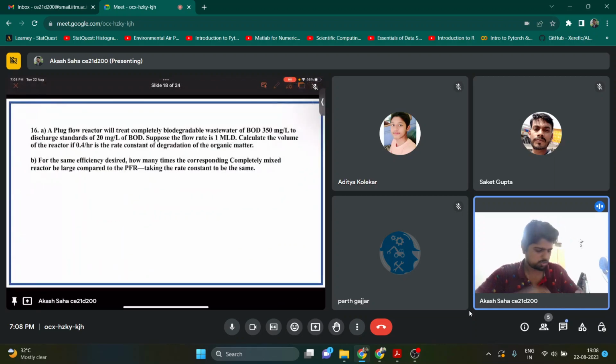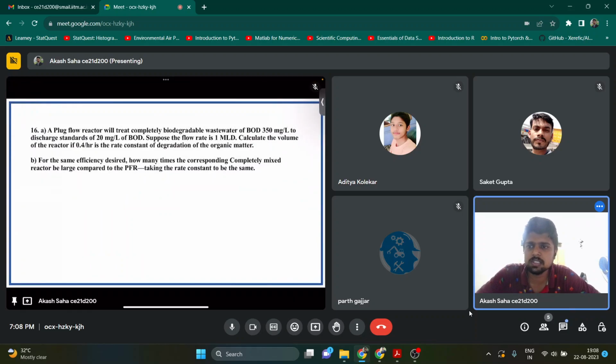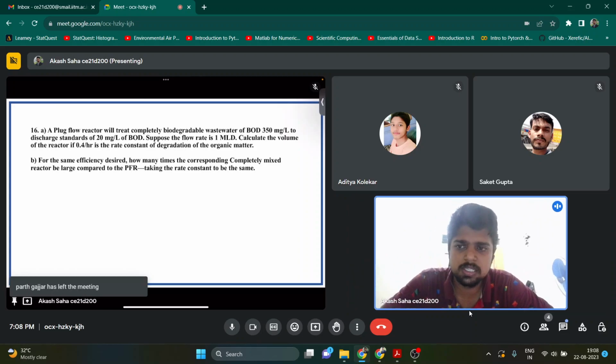Okay, so this is the first question, which says a plug flow reactor will treat completely biodegradable wastewater of BOD 350 milligram per liter to a discharge standard of 20 milligram per liter. The flow rate is 1 MLD. You have to calculate the volume of the reactor if the rate constant is 0.4 per hour. So this is the first question. It's a PFR reactor. The influent and the effluent BOD is given, and the flow rate is 1 MLD.